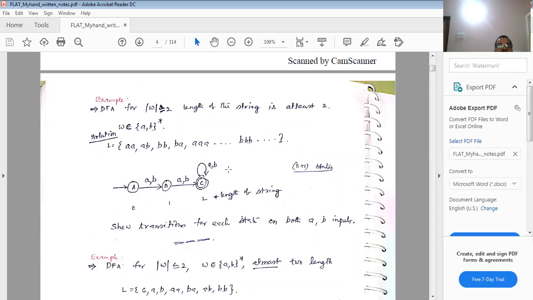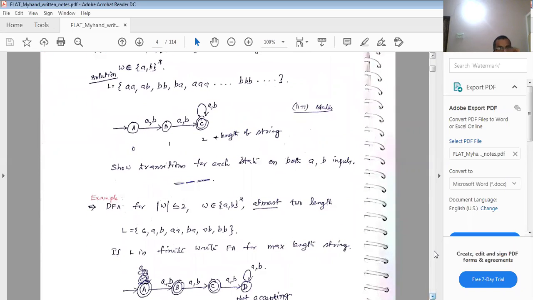So therefore, understood? How many states are there in this? Three states. What is it in general? N plus 1. At least 2 means 2 plus 1. It is zero length strings, one length strings, two length, and then plus the length of the string. Any more. Show the transition for each state on both A and B inputs. Right? Similarly, we will see some more problems.